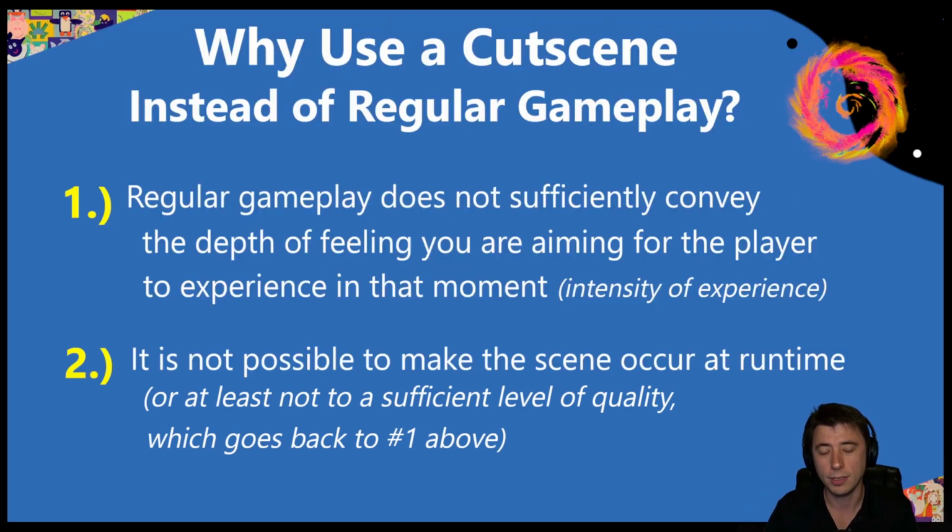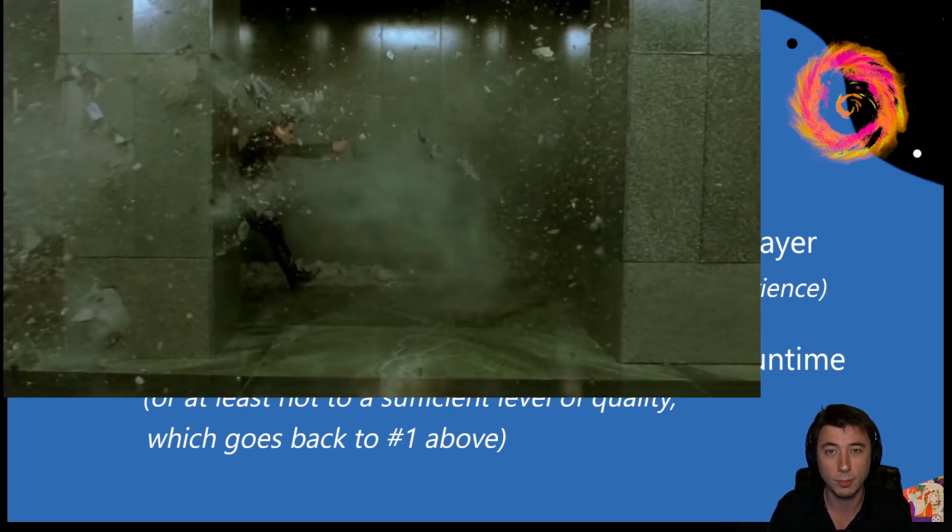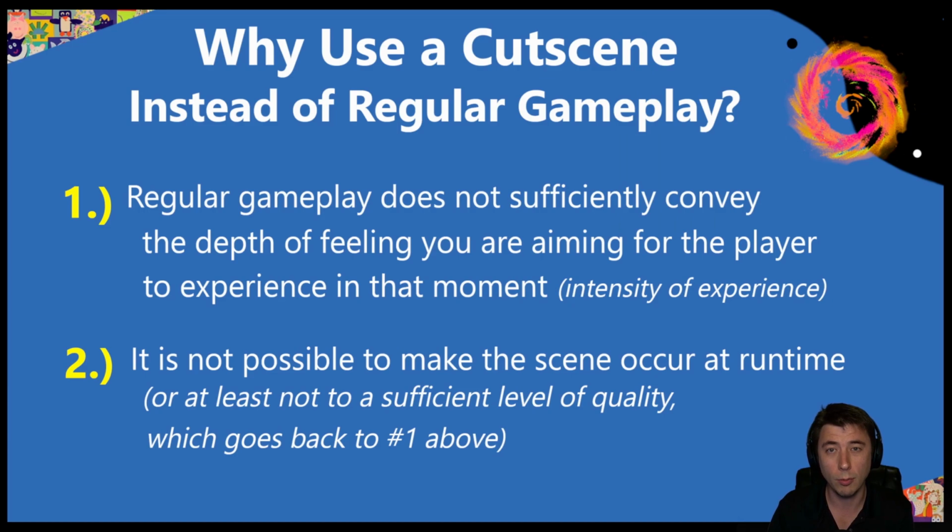And then the second reason is that it's just not physically possible to make the scene at runtime. An example of that might be a ridiculous explosion where you have tons of things blowing up, shattering into a million pieces. You could do it at runtime, but the frame rate will probably be like 1 or 2 FPS.